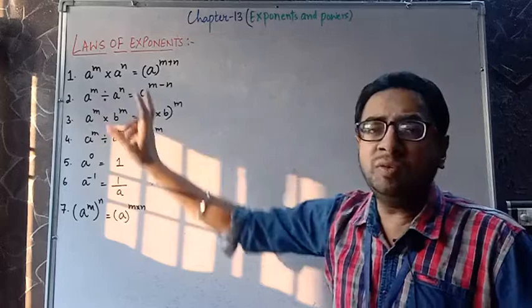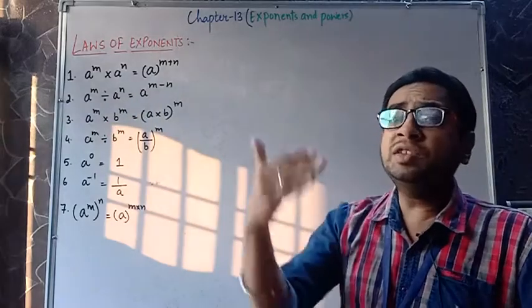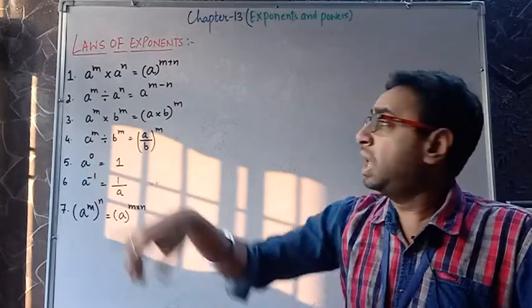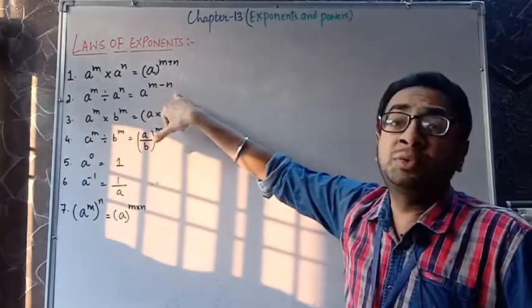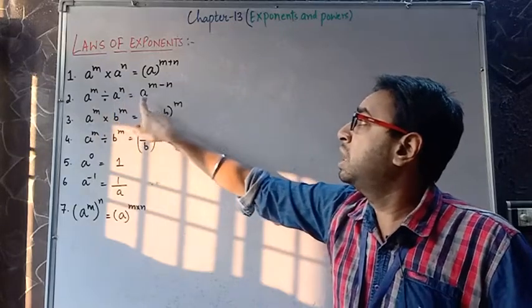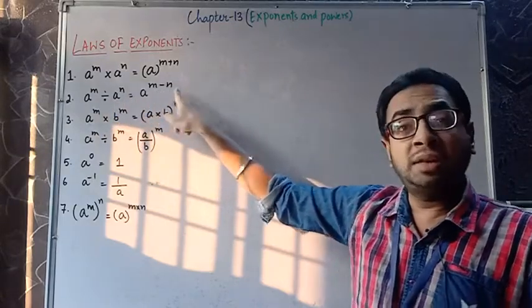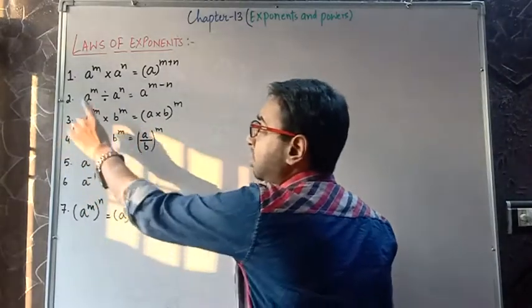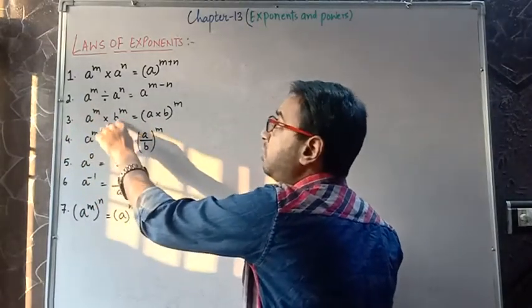Next, in division, what will happen? Multiplication increases, it means powers or exponents will be added. In division, what will happen? Yes, it will be subtracted. So a raised to power m divided by a raised to power n is equal to a raised to power m minus n.